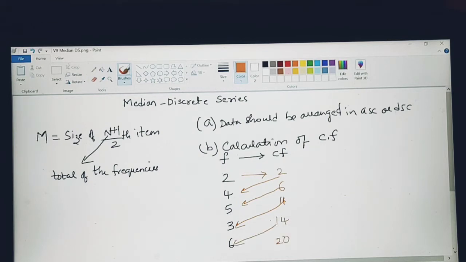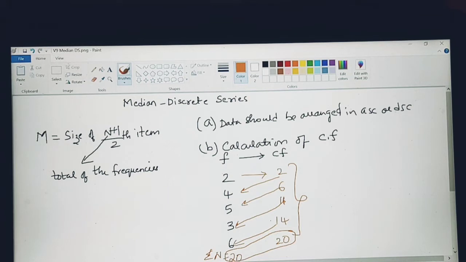There is a small trick to know whether your cumulative frequency is correct or not. The total of this column: 2 plus 4 is 6, 6 plus 6 is 12, 12 plus 5 is 17, 18, 19, 20. If you notice, the total of the frequency column and the last digit inside the CF column should match each other, which indicates that your calculations are correct and you did not make any error while adding the numbers. So this is how cumulative frequency is calculated.